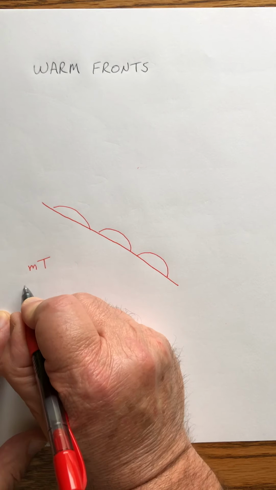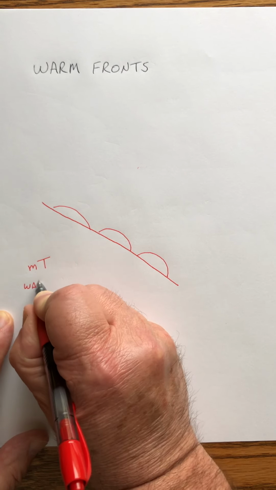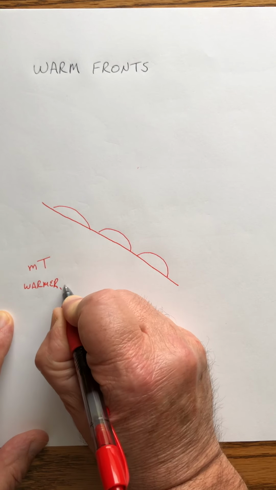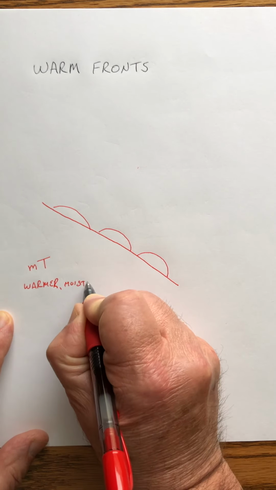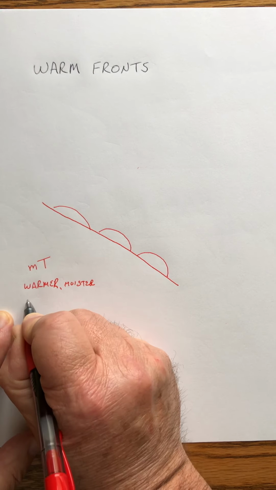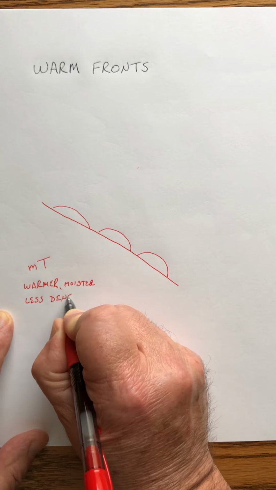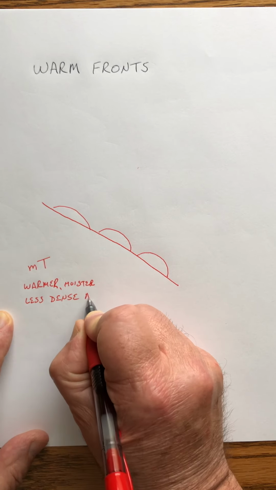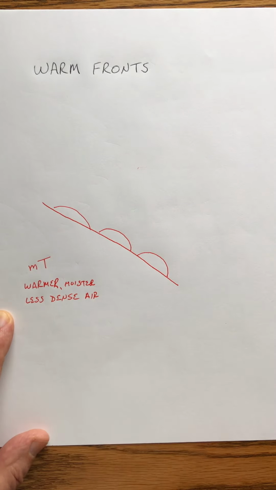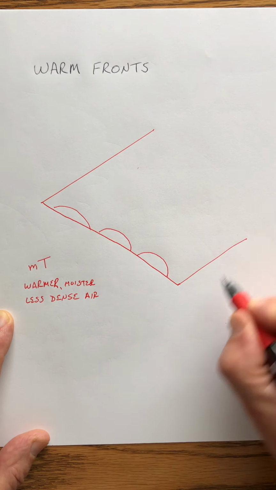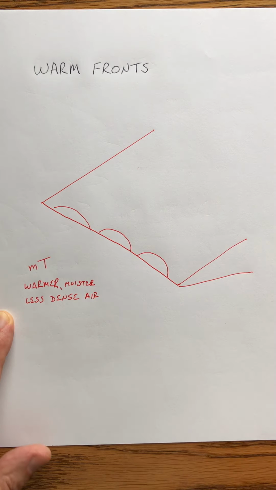tropical air. And so this is going to be warmer and moister, and therefore less dense air. All right, if we draw this in 3 dimensions, it'll look something like this. All right, so it's the edge.